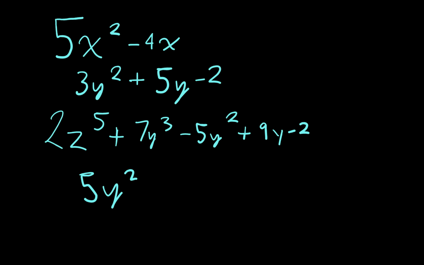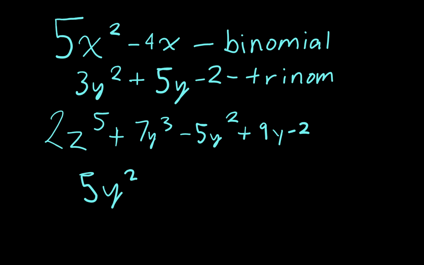In this section, we'll be classifying these equations by the number of terms. So the first equation is a binomial. The second equation is a trinomial. The third equation is a polynomial. And the last equation is a monomial.